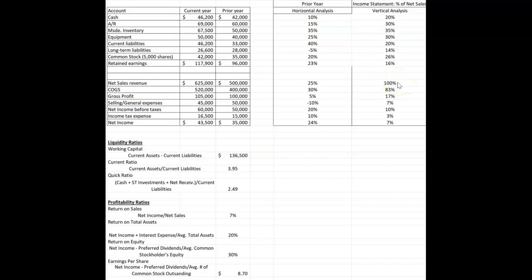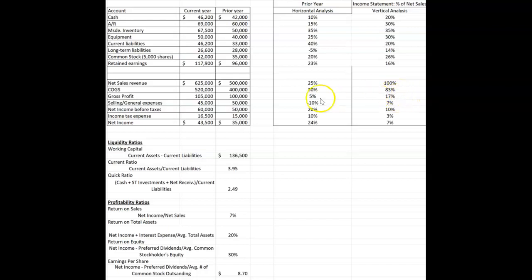Okay, I think it's the current year. It's got to be the 625. And then cost of goods sold would be a percentage of the 625. So I'm going to take 520 divided by 625. And I get 8.32. That doesn't sound good. Oh, right here. Yeah, this number. So it's 83%. It's 0.832, so if you move the decimal over a couple, you get 83%.